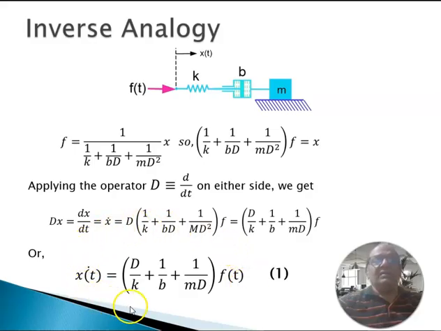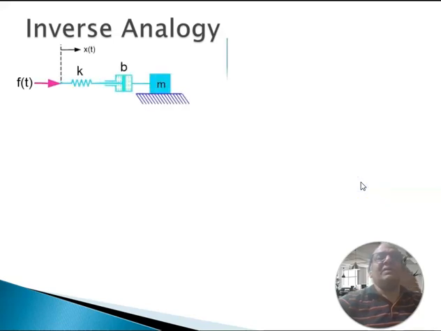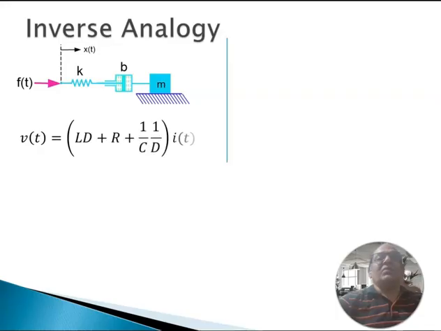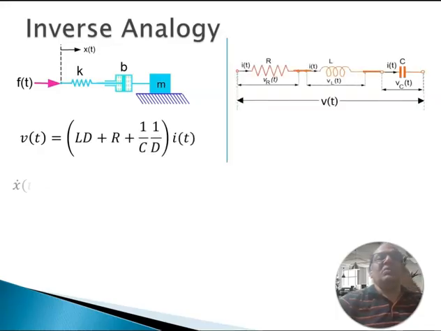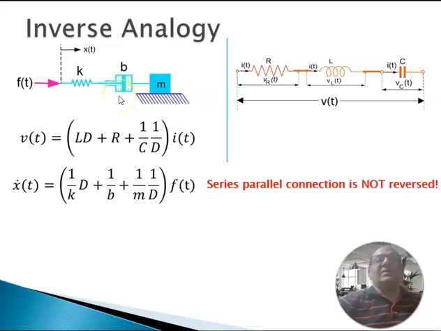Now we see that this equation is very similar to the electrical equation we have seen earlier. We'll try to put the electrical system and mechanical system side by side to note the corresponding positions and similarity very clearly. This equation is for the electrical system. This equation is for the mechanical system, the spring mass damper system. We note that the series parallel connection is not reversed. Here also the elements are in series. Here also the elements are in series.